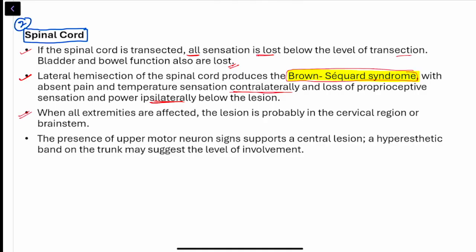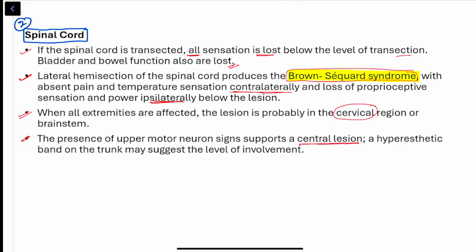When all extremities are affected, the lesion is probably in the cervical region. When the cervical cord is involved, all four limbs will be involved. The presence of upper motor neuron signs supports a central lesion. Right, if there is a CNS lesion, I mean if there is a brain lesion, or the medulla or the upper part of the spinal cord is involved, it will be known as a central lesion.